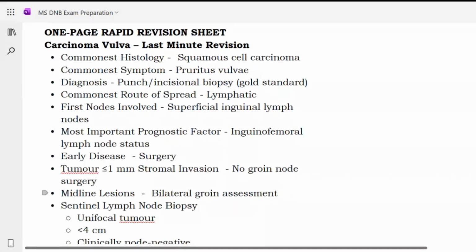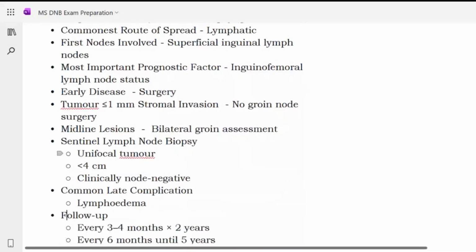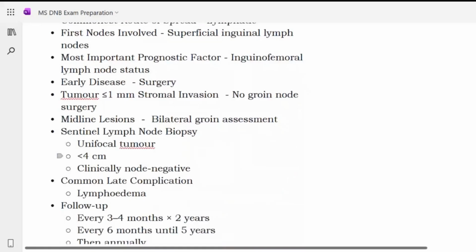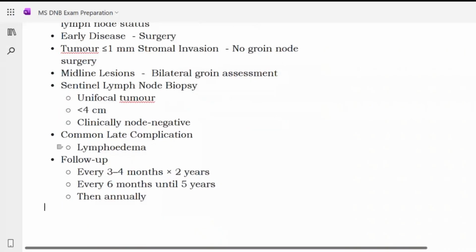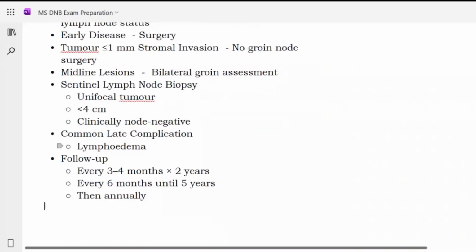Early disease, go ahead with the surgery. Tumor with less than 1 mm stromal invasion, no groin node surgery. Midline lesion, bilateral groin node assessment. Sentinel lymph node biopsy: for that, all criteria should be fulfilled. It should be a unifocal tumor, less than 4 cm, clinically node negative. Common late complication is lymphedema, and follow-up is 3 monthly for 2 years, 6 monthly till 5 years, and then annually. Okay, so that finishes the topic of CA vulva.